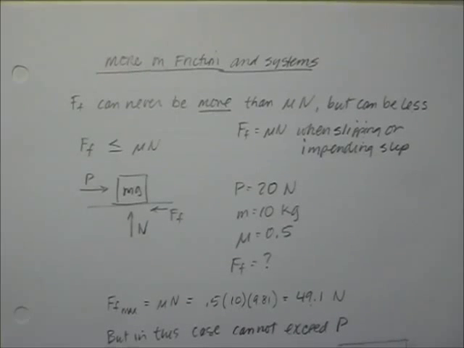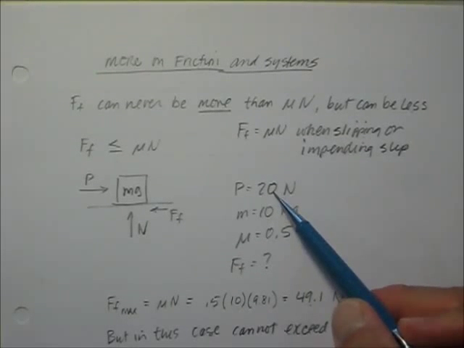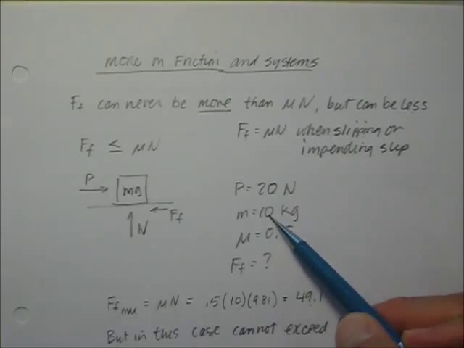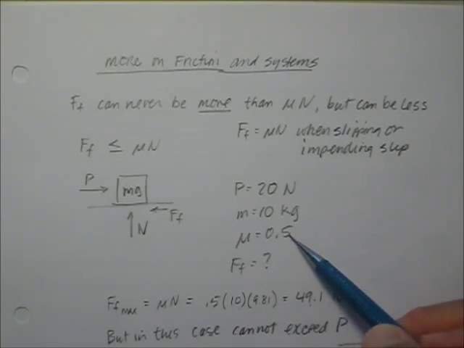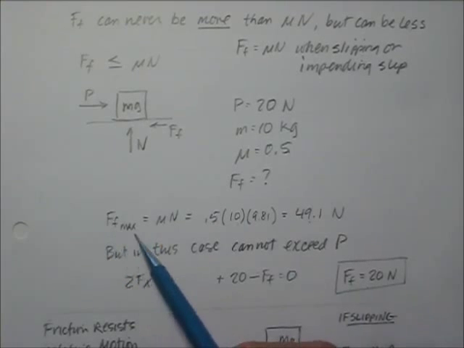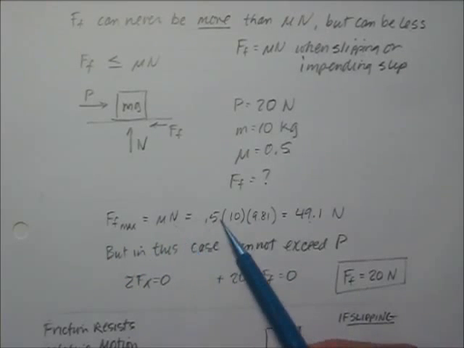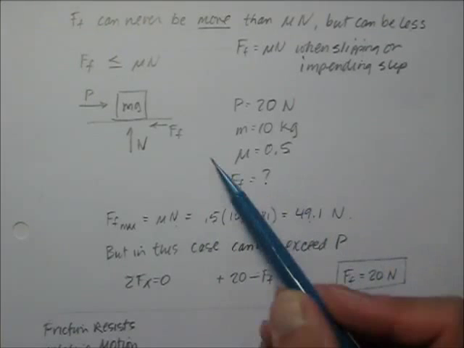Let's solve for that friction force. It is not necessarily mu normal. Let's say that we're pushing it at 20 newtons. Let's say we have a mass of 10 kilograms and a mu of 0.5. We could say that our force of friction maximum, the maximum force of friction would be mu normal, which would be mu mg, which is equal to 49.1 newtons. That's the maximum force of friction could be.